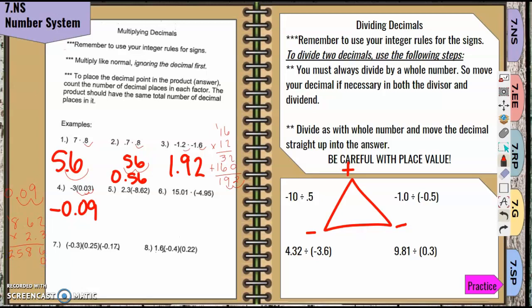Put a placeholder. 2 times 2 is 4. 2 times 6 is 12. Carry the 1. 2 times 8 is 16 plus 1 is 17. I'm going to add them all together. 6 plus 0 is 6. 8 plus 4 is 12. 5 plus 3 is 8. 7 plus 2 is 9. And 1 plus 0 is 1. There are 3 decimal places. So my answer is negative 19 and 826 thousandths.